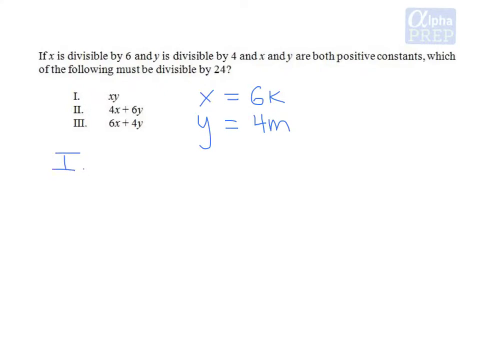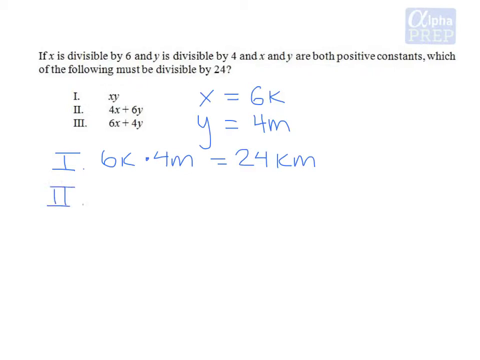So x times y is going to be 6k times our y, which is 4m. So 6k times 4m is going to equal 24k times m. Now, since k and m are both integers, then this number has to be divisible by 24.